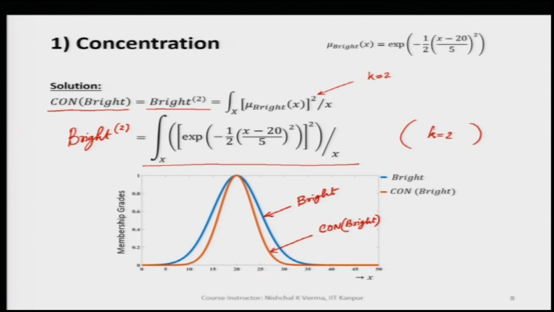If we once again go for further concentration of the concentrated bright fuzzy set, we will further get the spread reduced. So, the concentration basically helps us in reducing the fuzziness, the uncertainties involved in the fuzzy representation. Concentration of any fuzzy set gives us a reduced spread compared to the original spread of the fuzzy set that was taken for concentration.